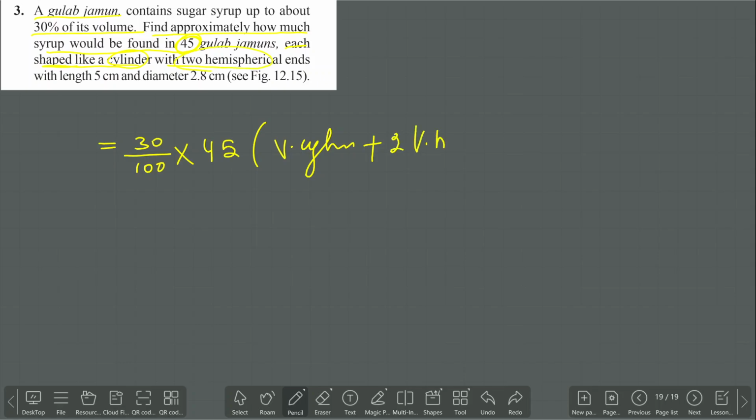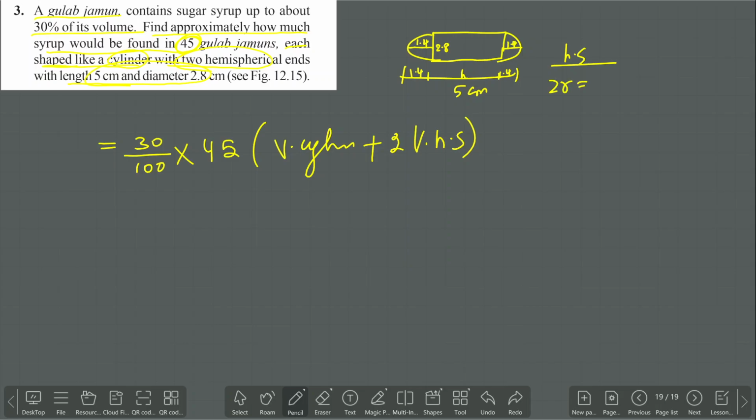times the volume of hemisphere, having length 5 centimeter and diameter. Here we will draw, here one hemisphere, here one hemisphere. Total length they are telling is 5 centimeter. And diameter 2.8, like that they are telling. Diameter 2.8, what is the radius? 1.4. Am I right? And here also 1.4. That 1.4 and this 1.4, if you remove, you will be getting the cylinder height. Am I right? Right.